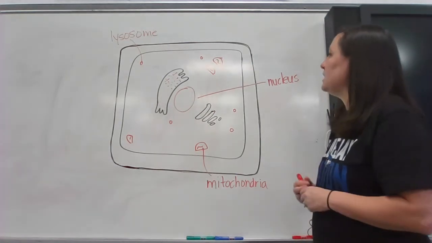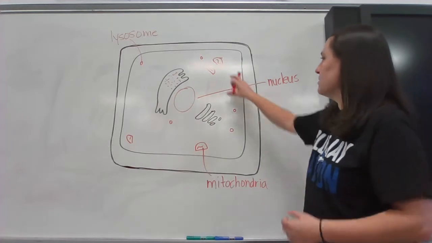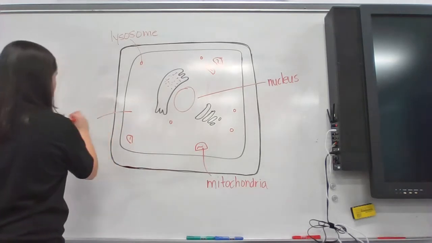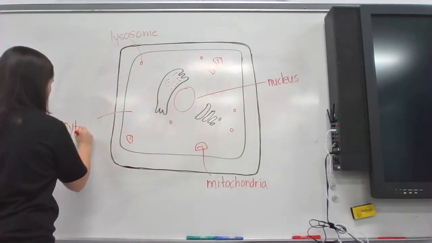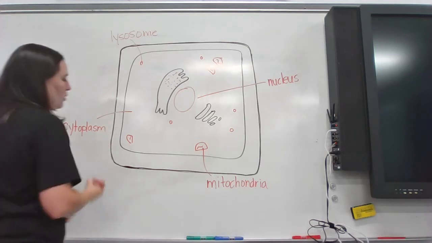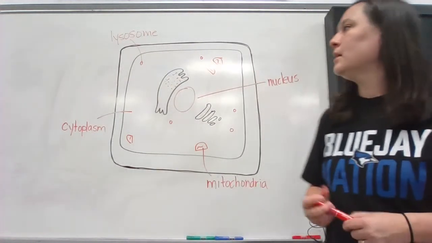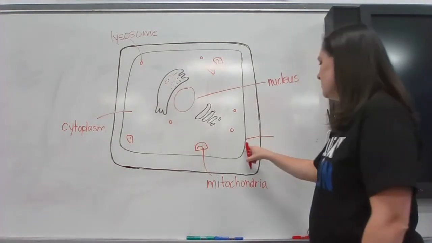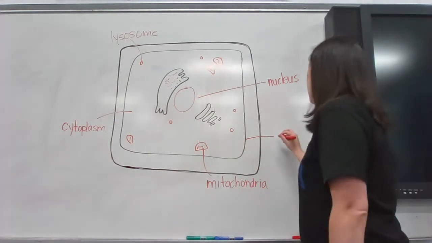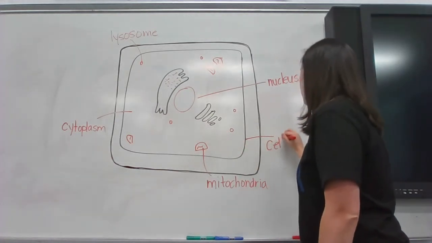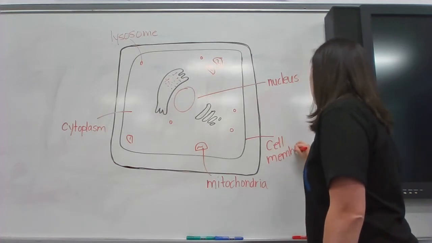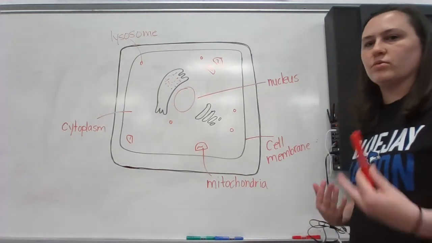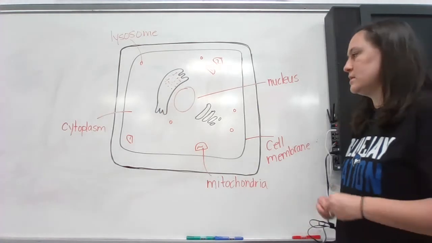Let's see, anything else that's the same? Well, we have the inside, which is the same. So all of this white space where the organelles are, that's called the cytoplasm. And we also have this part that is the same, this inner rectangular shape. And that is the cell membrane or the plasma membrane. And we said that was like the doors or the skin of the cell. It just decides what can come into and out of the cell.